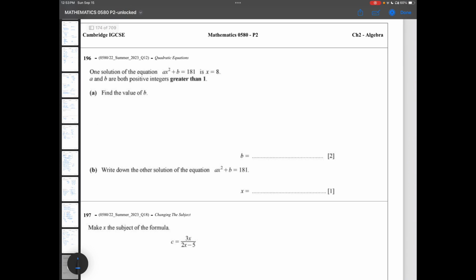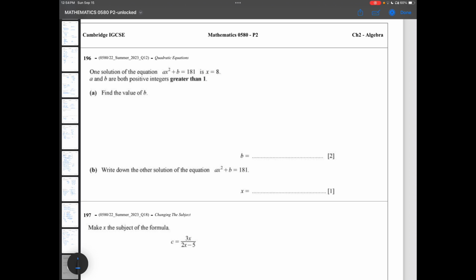Now in question number 196, it says one solution of the equation ax squared plus b is 181 is x is equal to 8. a and b are both positive integers greater than 1. Find the value of b. We have been given one solution of the equation, that x is equal to 8.